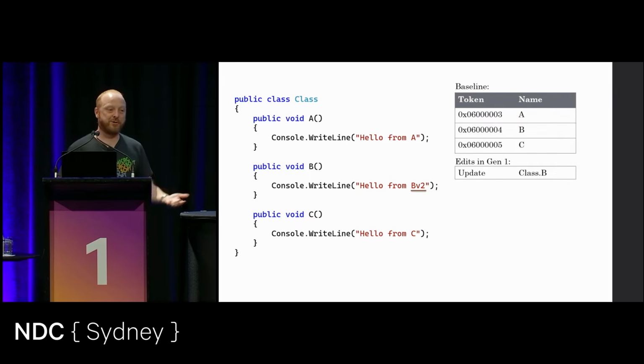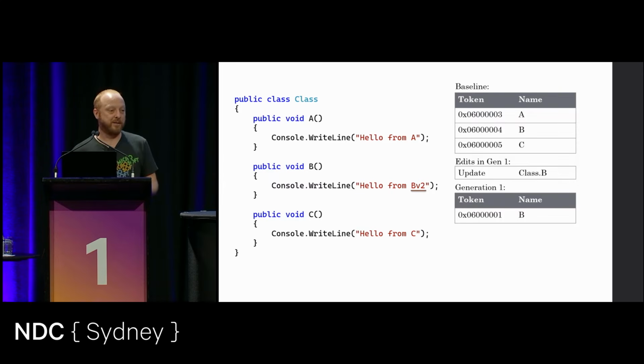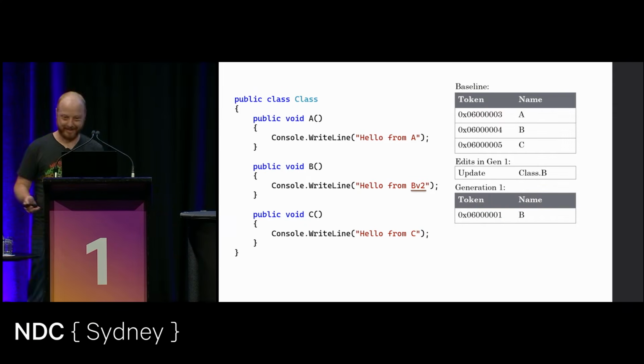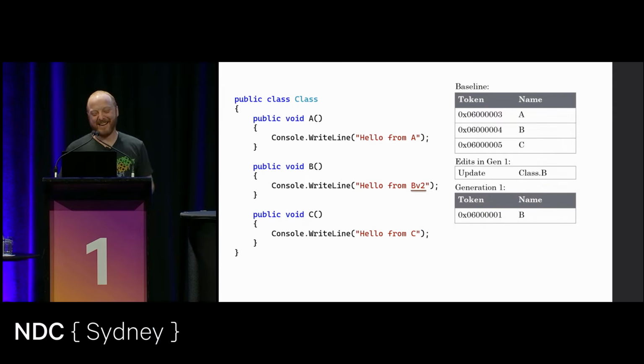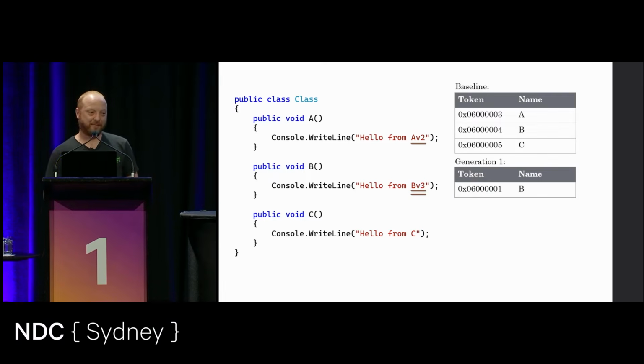And so the compiler produces a generation. Oh, I forgot to mention that. Every time through the loop of updating is called a generation. So for generation 1, our delta compilation has a method def table that looks like this. Yes, it doesn't make sense. Just wait. And so then we make another edit. We edit method A and method B. So in version 2 of method A, version 3 of method B.